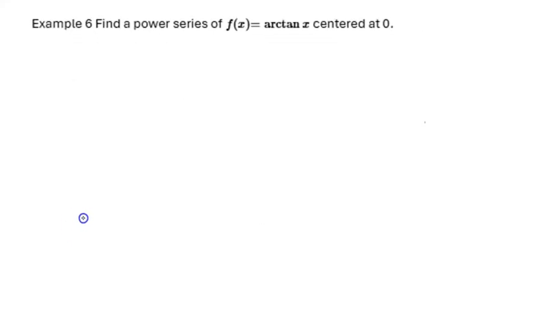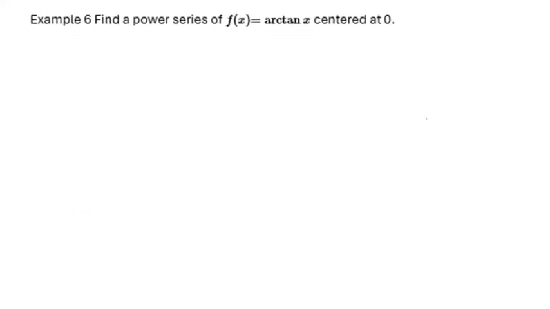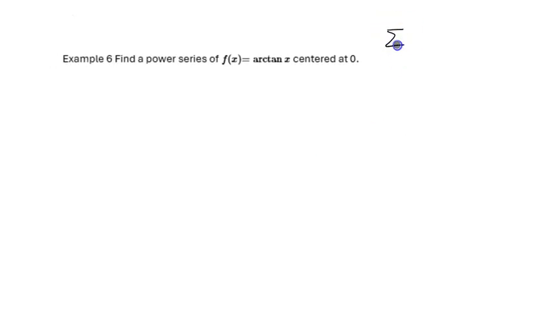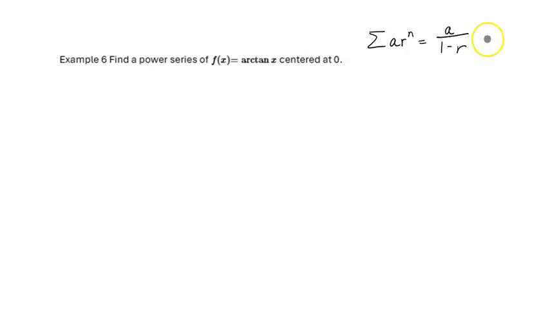In example 6, we're being asked to find a power series representation for f of x equal to arctan of x, centered at 0. So again, notice that this function, similar to the last function, is not rational, so we're going to have to use some kind of differentiation or integration to be able to even use a power series here, because the whole way that we do these is that we retrofit rational functions of the form a over 1 minus r, considering the absolute value of r less than 1, and we turn them into power series.